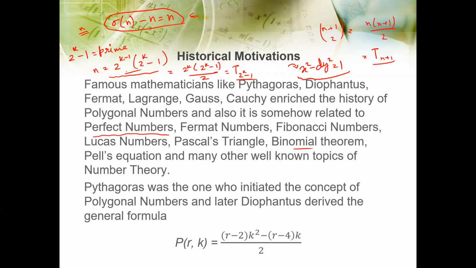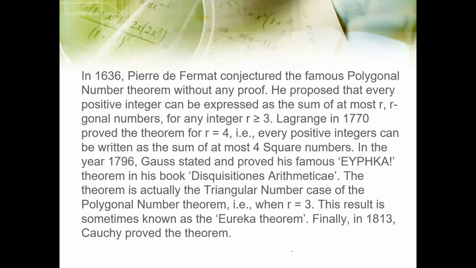Anyway, we have another interesting chronology of the development of polygonal numbers. Pythagoras was the one who initiated the concept of polygonal numbers. Later, Diophantus derived the general formula. And in the year 1636, Fermat conjectured his famous polygonal number theorem, but without any proof. He proposed that every positive integer can be expressed as a sum of at most r r-gonal numbers for any given integer r greater than or equal to 3.